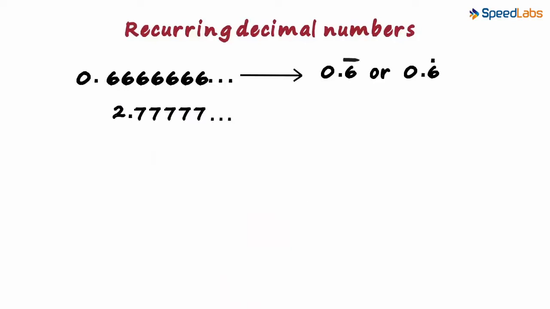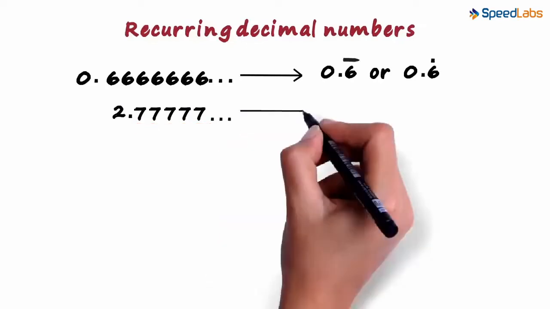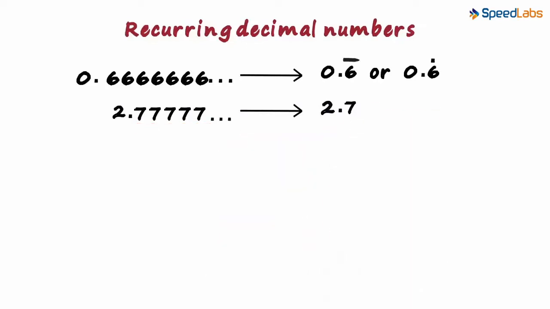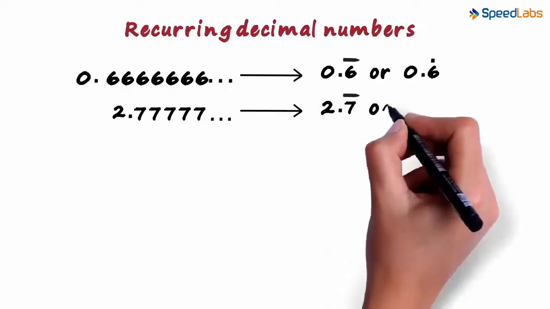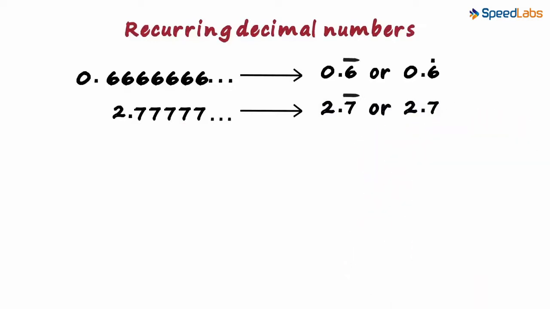Here's a second example: 2.777777 and so on. In this number, the part 7 is repeated indefinitely. So we can write it as 2.7 with a bar over 7. We can also write it as 2.7 with a dot over 7. Very simple, right? Okay, let's look at an interesting example now.